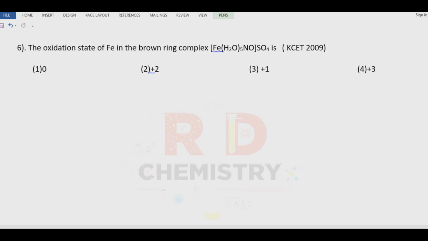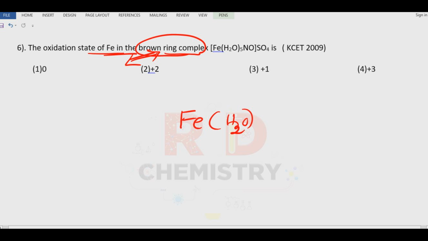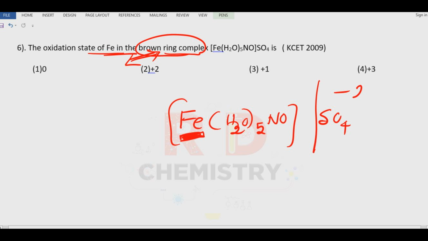Question number 6. Oxidation state of the iron in the brown ring complex. The brown ring complex is formed during the detection of nitrogen, the confirmatory test. Brown ring test. Okay. In the iron complex, water is a ligand, nitrosyl is a ligand, and sulfate SO4. Clear? So we have to calculate the oxidation number of iron. So this is one unusual oxidation number on iron. Sulfate altogether how much? Minus 2, correct? So the total charge on the complex should be plus 2. Water is neutral, 0 charge.